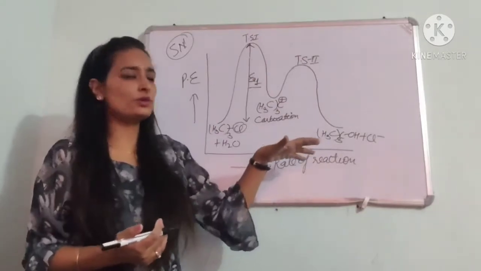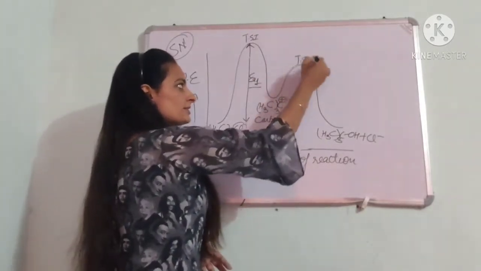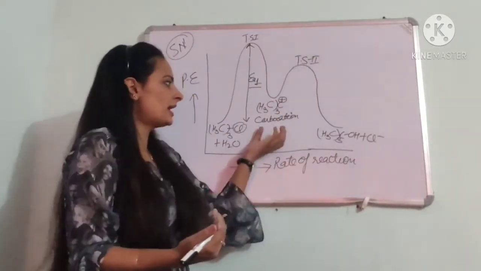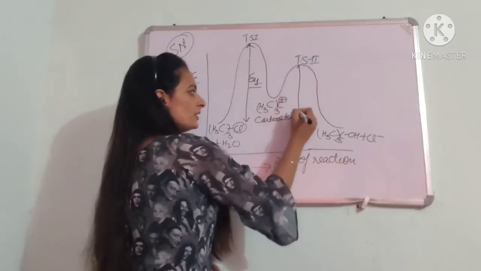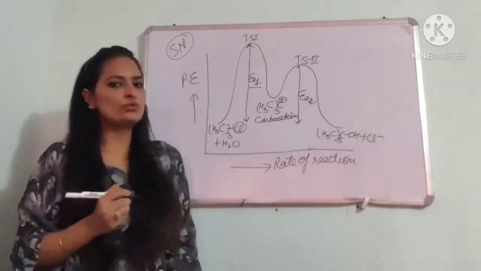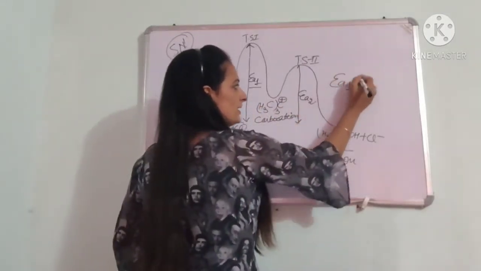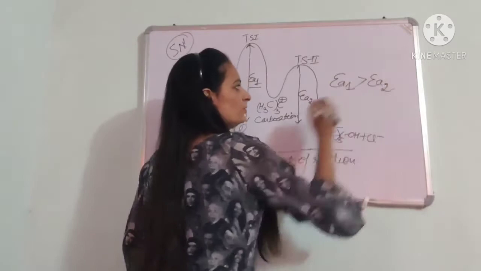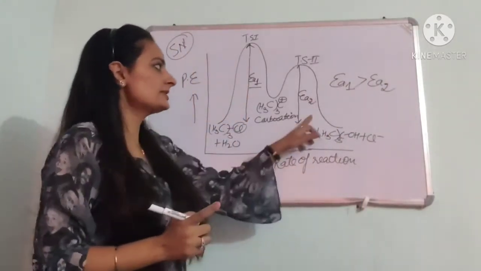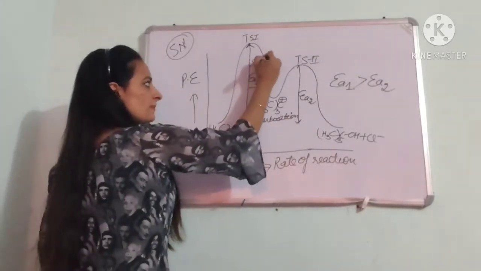So after this, from the carbocation, what happens? There is the attack of the nucleophile. That attack of the nucleophile takes place at transition state 2, in which your nucleophile is attaching to your carbocation, and the activation energy for this step, you can see EA2, is lesser as compared to your EA1. So you can say EA1 is greater than EA2. The activation energy for the first step is greater than the activation energy for the second step, and that's why the very first step is the slow step.